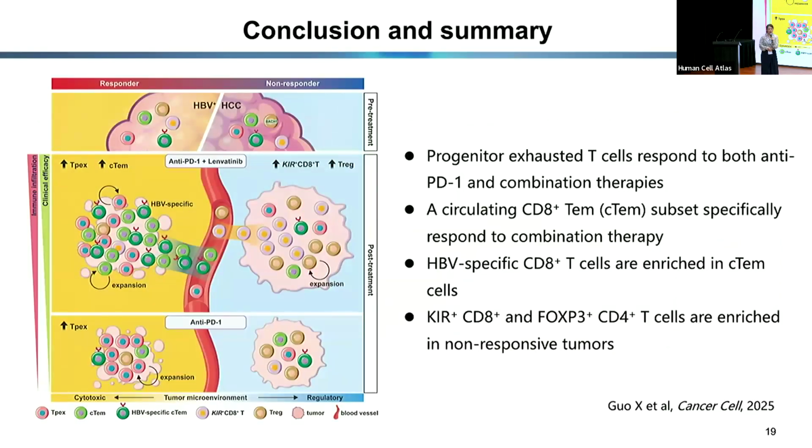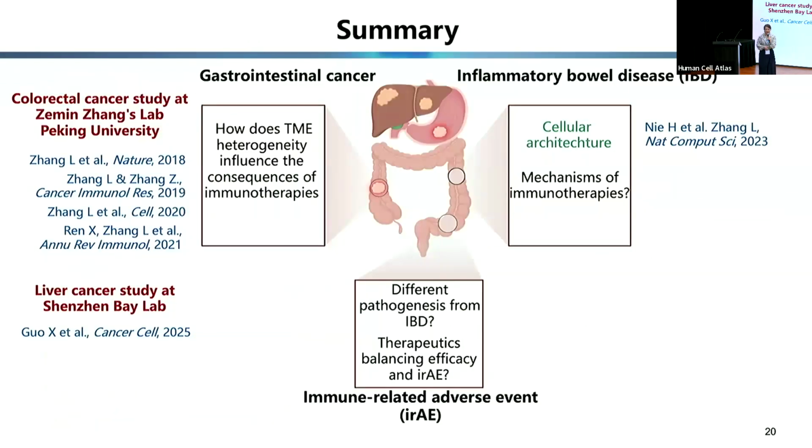So these are all about the CD8 populations. Beyond this, we also identified key populations, the CD4 regulatory T cells, for the resistance mechanisms. Given this is the Human Cell Atlas meeting, at last I will talk a little more about what we have done in this specific scope.